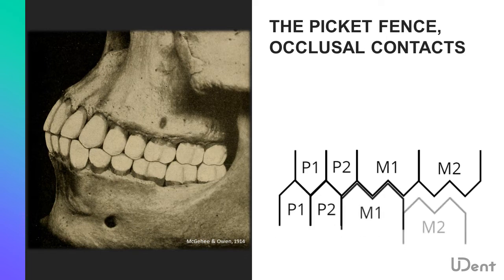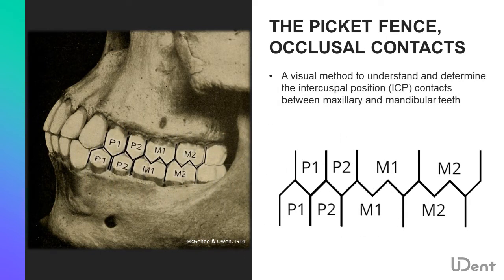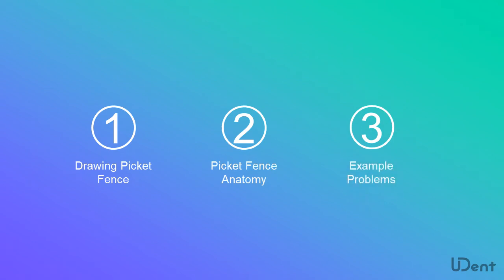This is the picket fence. It is a visual method to understand and determine the intercuspal positions, or the ICP contacts, between the maxillary and the mandibular teeth. In this video, we're going to learn more about this method to determine the ideal ICP contacts. There are three parts: learning how to draw the picket fence, anatomy of the picket fence, and example problems.